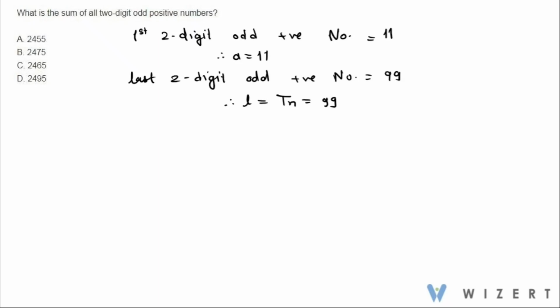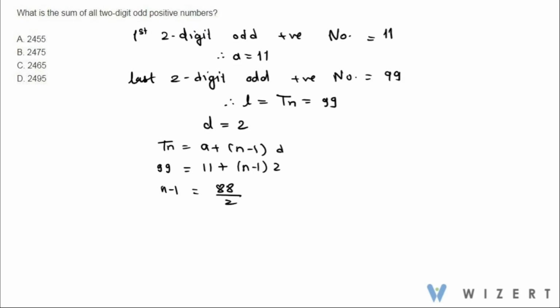Since these are odd positive numbers, D, that is the common difference, is equal to 2. So we can easily find the number of terms n from this information. Tn equal to A plus n minus 1 into D. Therefore 99 equal to 11 plus n minus 1 into 2. So we get n minus 1 equal to 88 divided by 2. 88 is 99 minus 11. Therefore this is equal to 44.